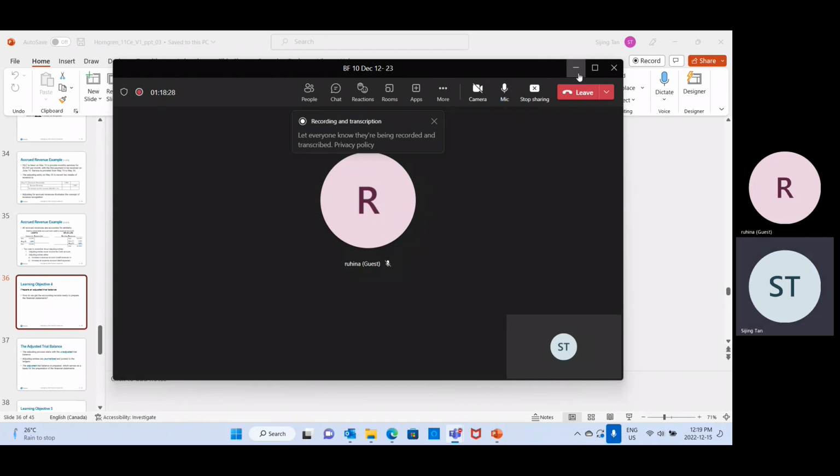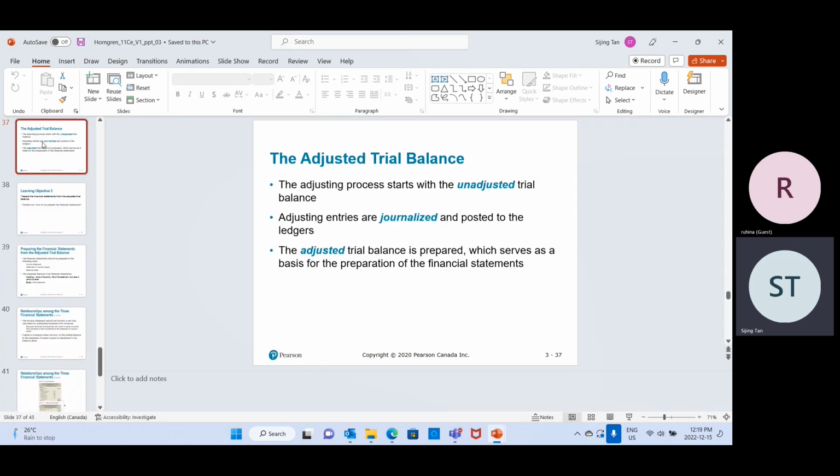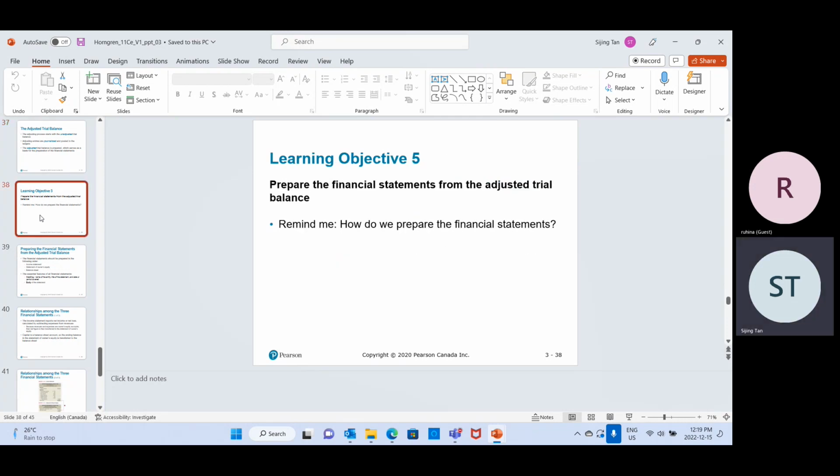Okay, now we keep going with learning objective number 4. After we have prepared an unadjusted trial balance and finished the adjusting journal entries, we can do an adjusted trial balance. The adjusted trial balance is prepared after the adjusting entries have been journalized and posted, right? And then the adjusted trial balance serves as a basis for the preparation of financial statements.